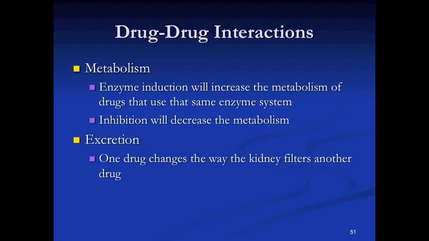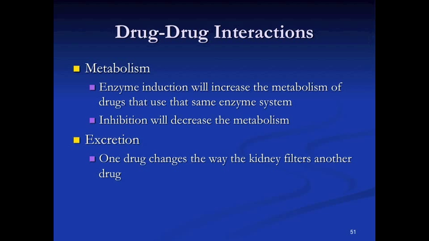We have already reviewed the concept of enzyme induction and inhibition. If enzymes are induced, then metabolism of drugs that use those enzymes will increase. The opposite is true for inhibition. Some drugs compete for the same transport system in the kidneys. When two drugs compete, this can cause one or both of the drugs to accumulate in the blood. This can be used as an advantage.